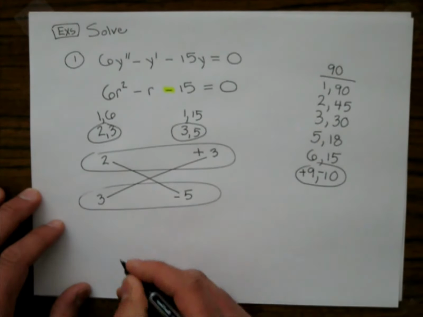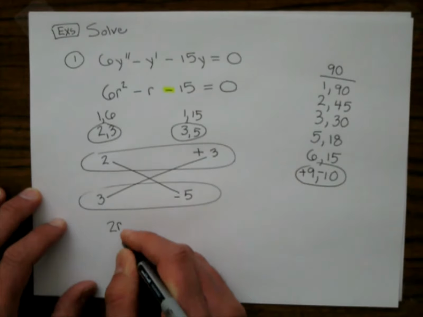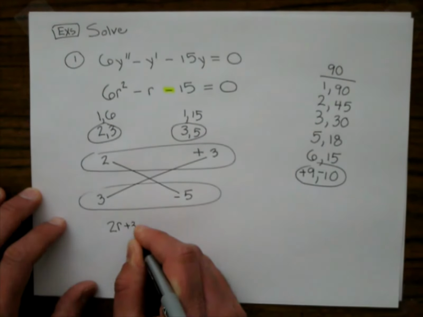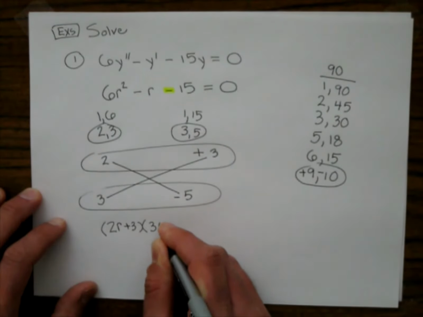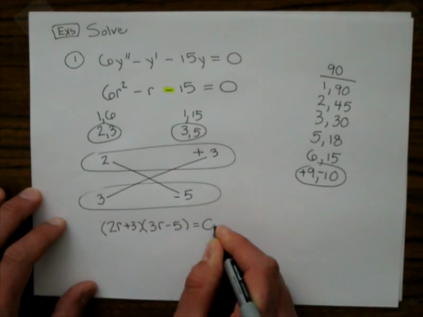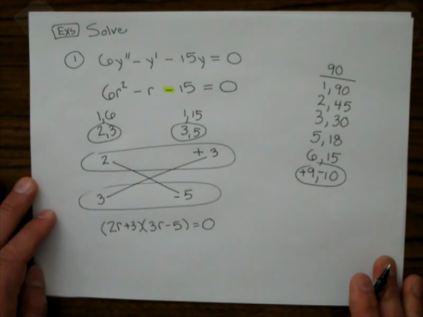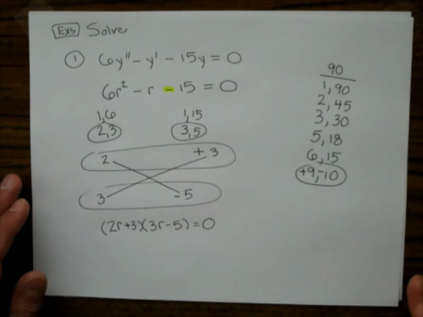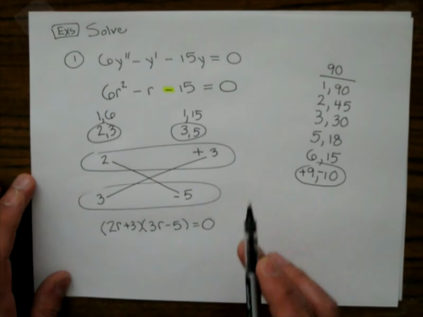But we have r's there, so I'm going to write this as 2r plus 3, and then this is multiplied by 3r minus 5. This equals 0. We're in a differential equations class, and the hardest part about this problem was something from many classes ago, factoring a trinomial with a 6 out front.